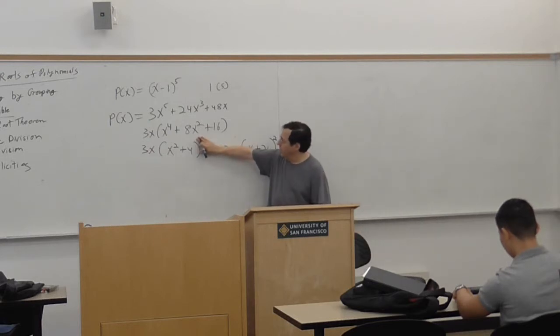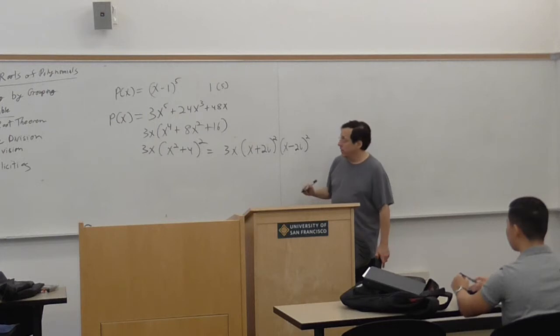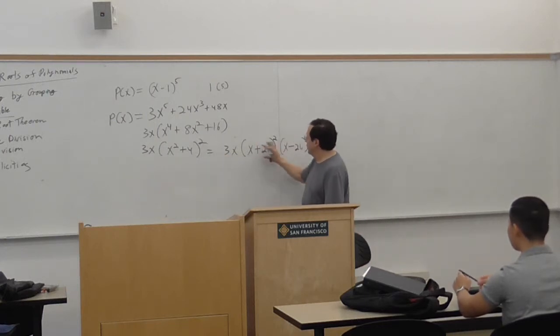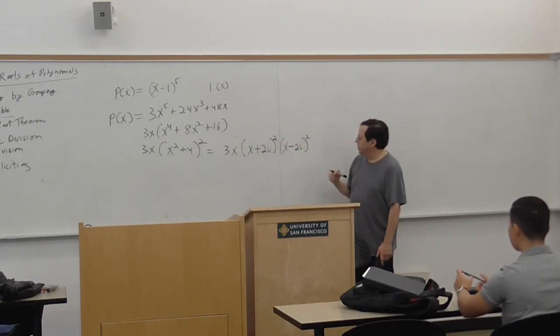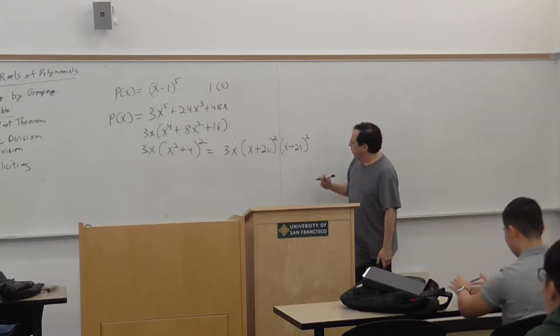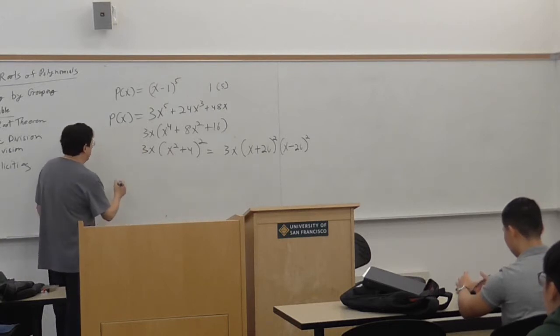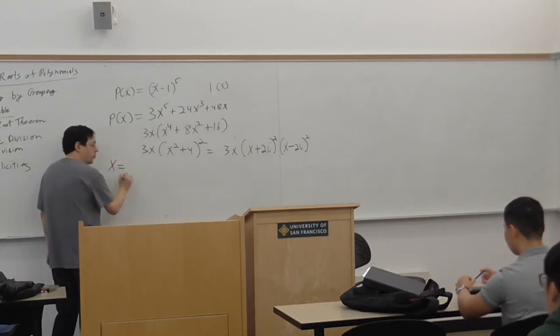If there was just 1 here, this would be x plus 2i, x minus 2i, right? But it's squared, so each of these factors appears twice. Okay. All right, progress. So now we've completely factored it. So what are the roots?